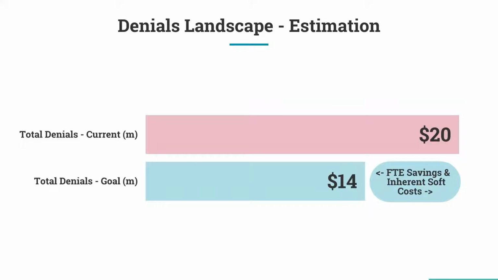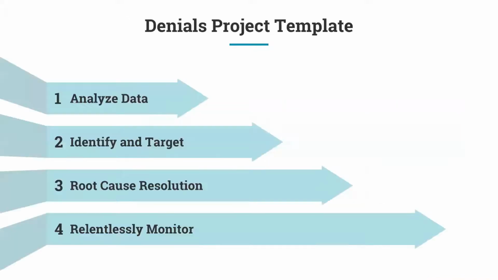You don't have to do anything. The claim goes out, the cash comes in. And not only do you get the cash in, but you're also saving on those inherent soft costs and FTE savings, that $118 that we looked at before. So it's a win-win for everyone. It's just focusing and shifting the focus on how you handle the denials.